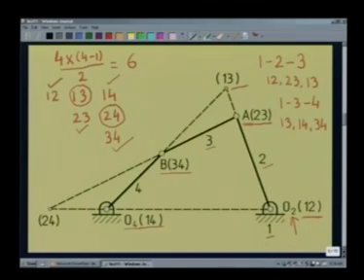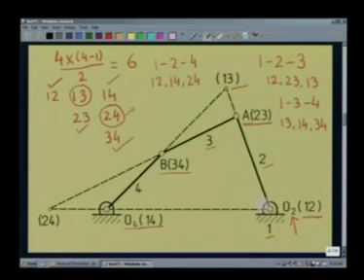Following the same principle, we can also determine the last one, that is this 2, 4. For this we consider 3 rigid bodies 1, 2 and 4. As a result, 1, 2, 1, 4 and 2, 4 are collinear. 1, 2 is here at O2, 1, 4 is here at O4. So, 2, 4 must lie on the line joining O2 and O4.